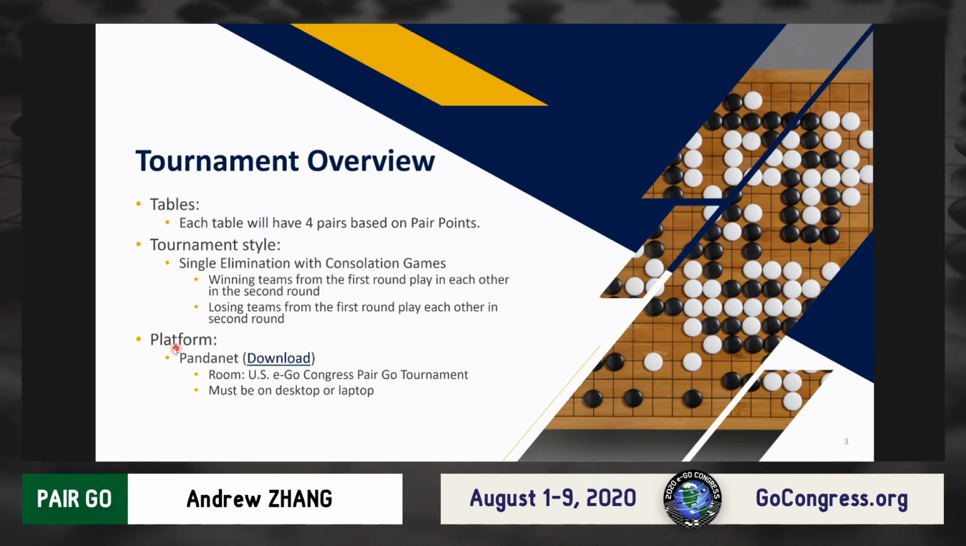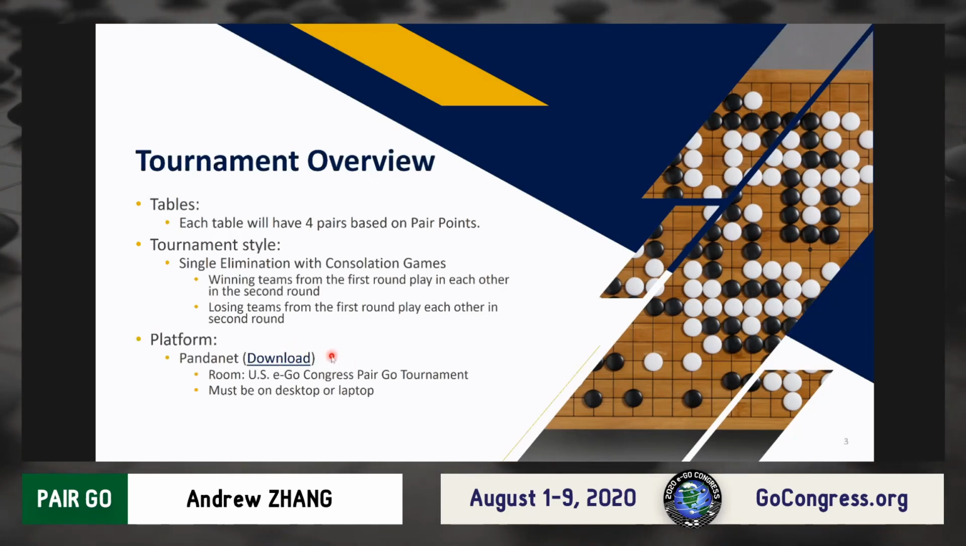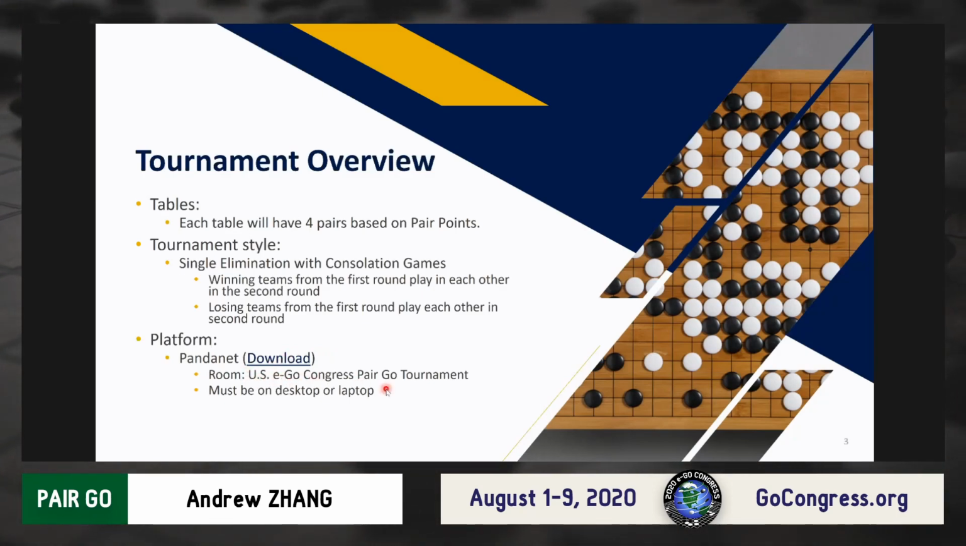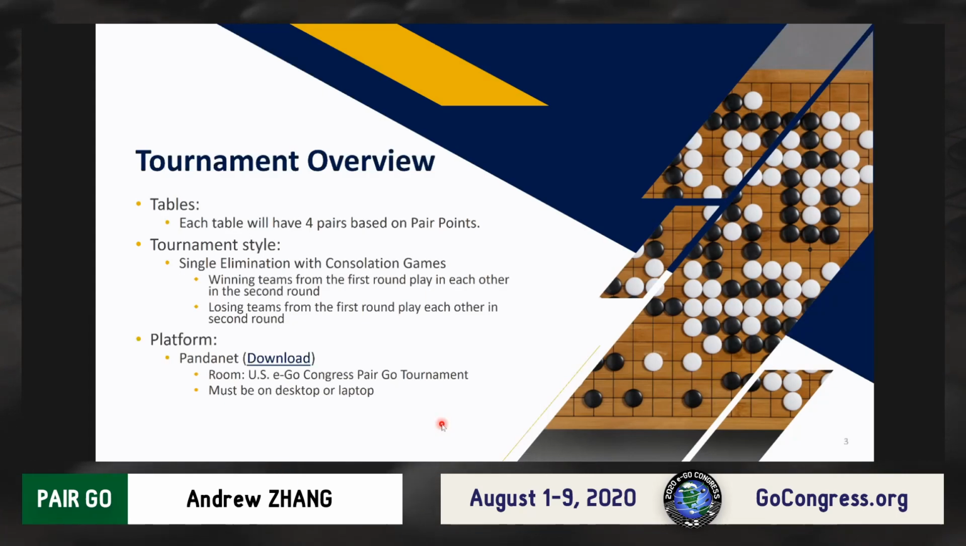The platform we'll be using is PandaNet. If you don't have PandaNet, please download and create an account as soon as possible. You will be automatically added to a room called US Eco Congress Parago Tournament if you already have an account. Most importantly, to play Parago on PandaNet, you must have a desktop or a laptop. Parago does not work well with mobile devices.